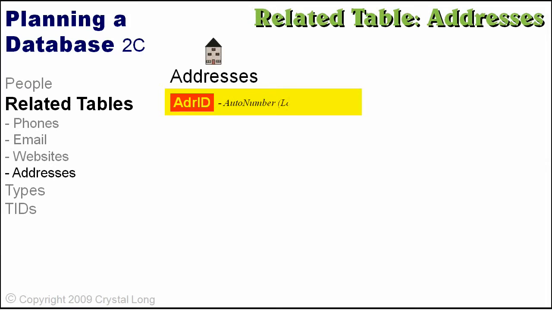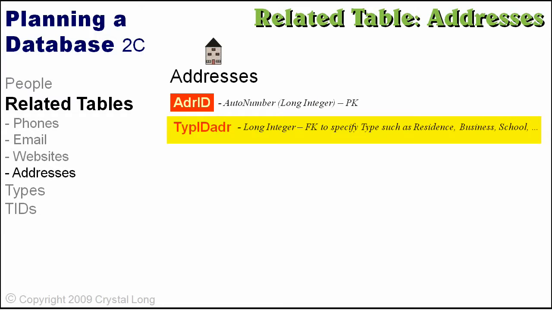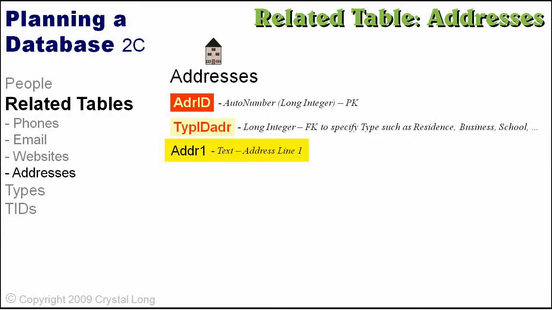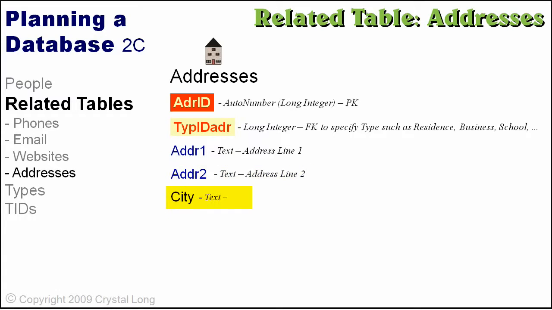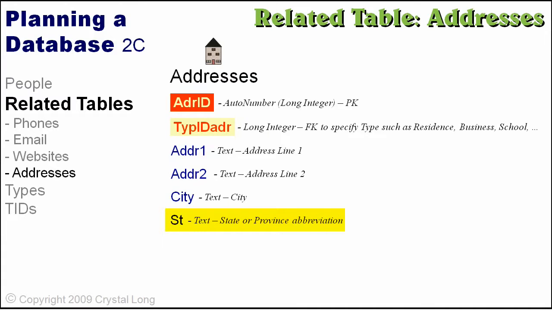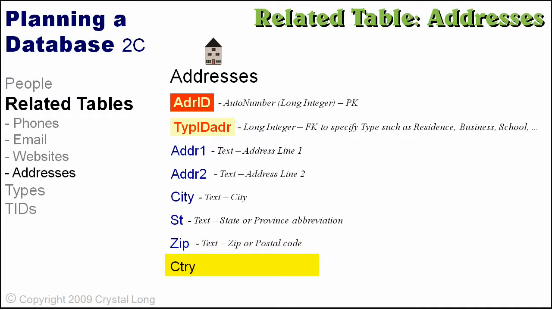The addresses table has an auto number primary key named ADR ID. Type ID ADR specifies a type for the building, such as residence, business, or school. ADDR1 is the first address line. ADDR2 is for the second address line. The city will be stored in a field called city. ST is for the state or province abbreviation. The zip or postal code will be stored in zip. CTRY is for the standard 2-character country abbreviation.